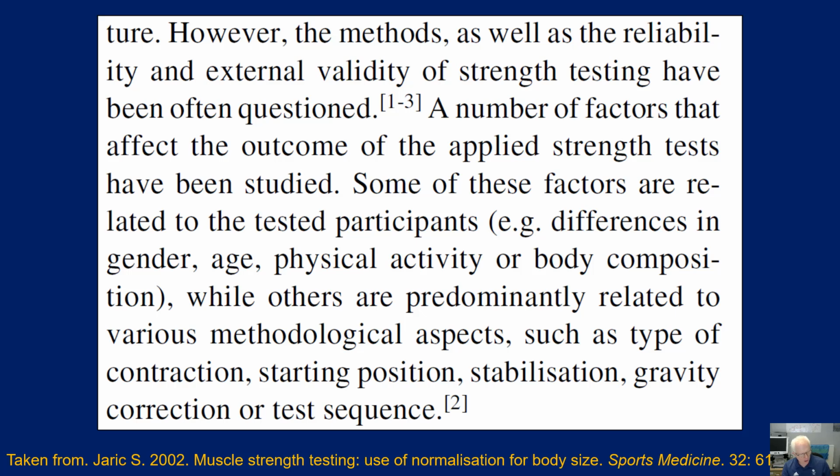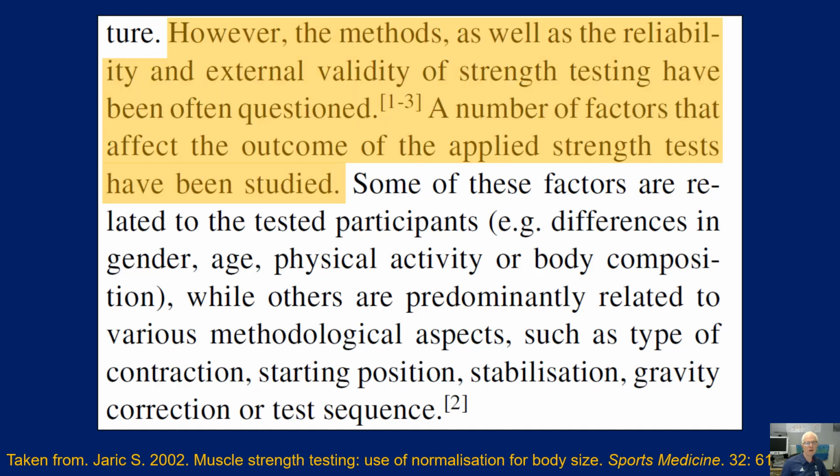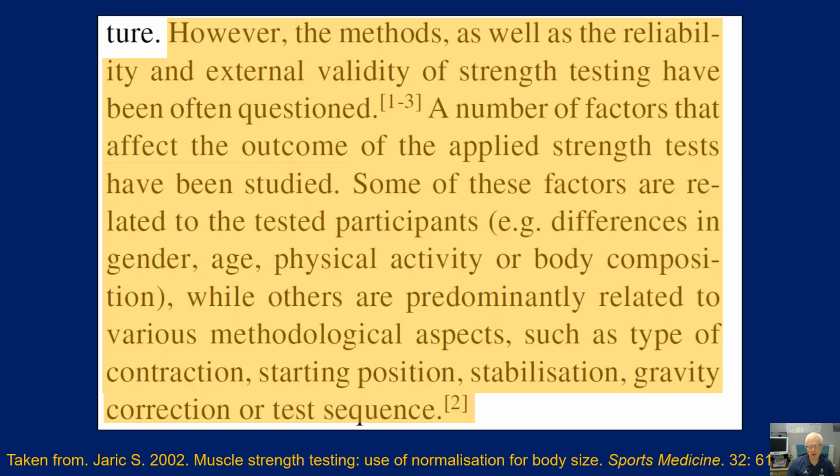Now, in this regard, Jarek then goes on to write something really important, which is embedded within this paragraph here: the methods as well as the reliability and external validity of strength testing have often been questioned. A number of factors that affect the outcome of the applied strength tests have been studied. Some of these factors are related to the tested participants, for example differences in age, gender, physical activity, or body composition, while others are predominantly related to various methodological aspects, such as the type of contraction, the starting position, the stabilisation, the gravity correction or test sequence.